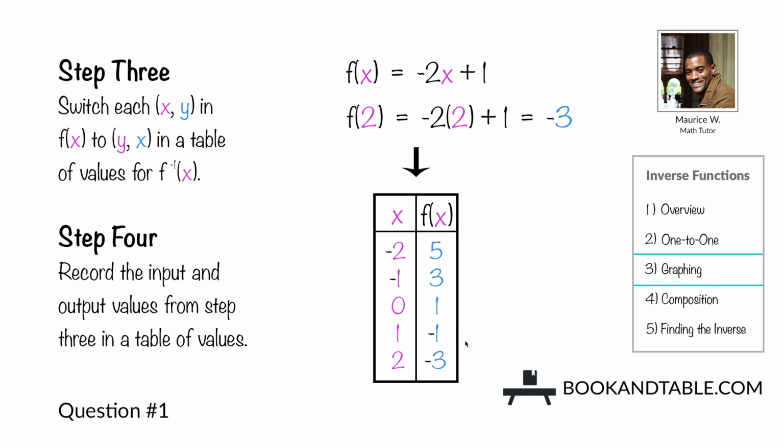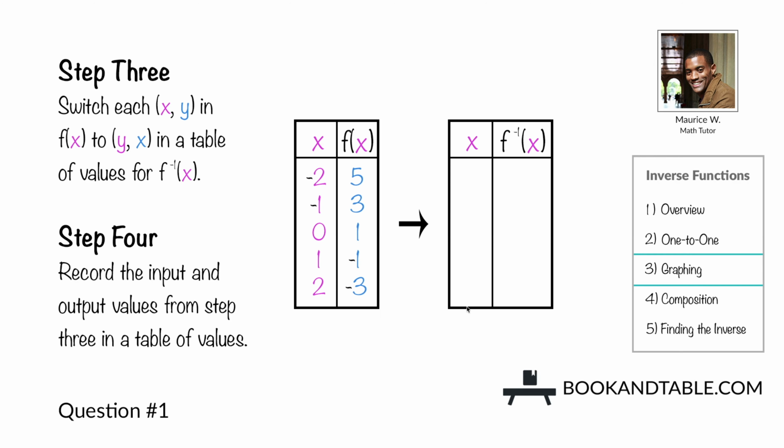And now that we have a table of values for f of x, we can create a table of values for the inverse function. So we want to switch each xy value in each ordered pair. And that will give us the ordered pair for our inverse function. So we create a table for the inverse function. And we take each ordered pair and switch the x and y's. So negative 2, positive 5 becomes positive 5, negative 2.